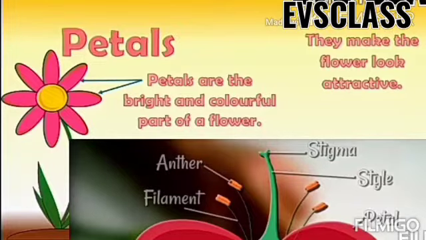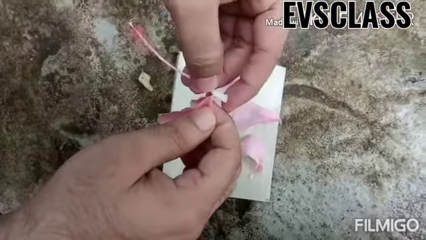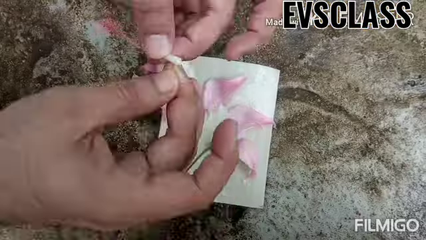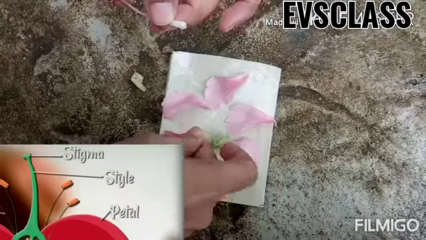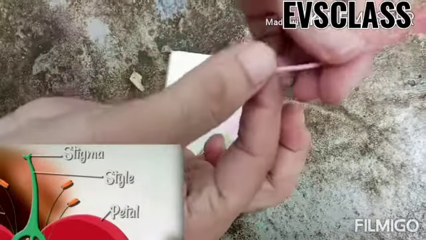The petals are the bright and colorful part of the flower, and they make the flower look attractive. They also attract insects. All the petals together are called the corolla. Spell all the parts properly and see them very nicely. I have dissected all the parts.